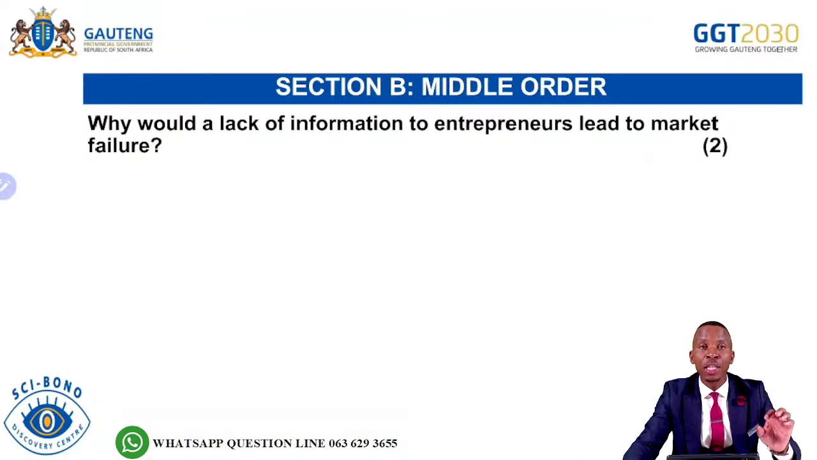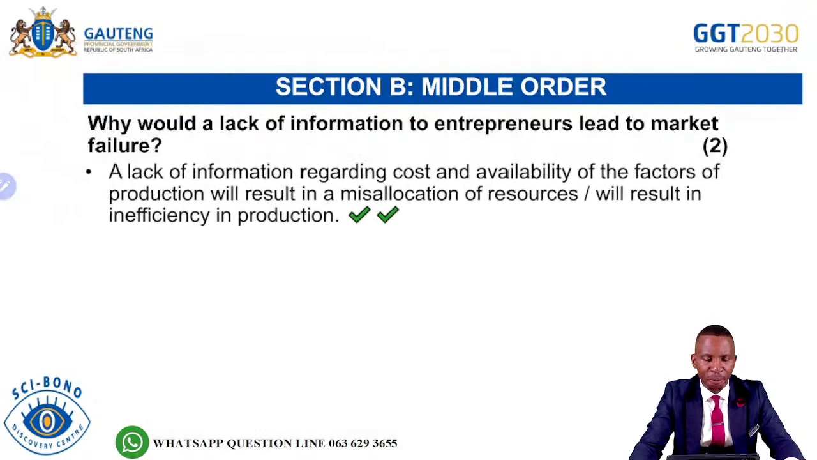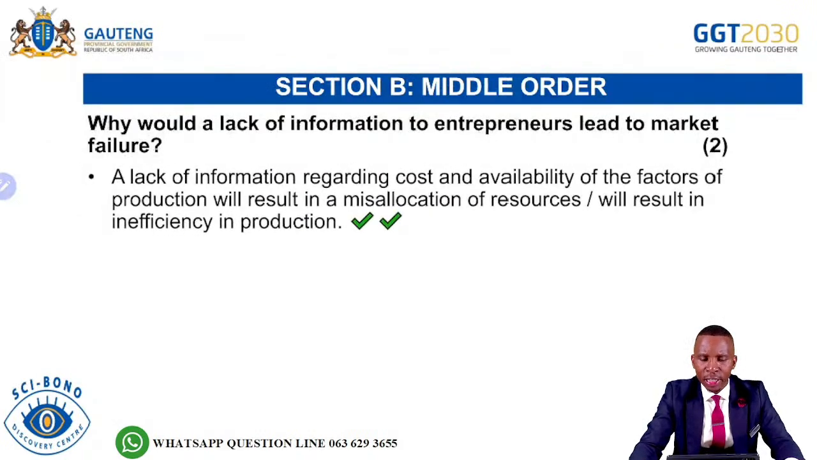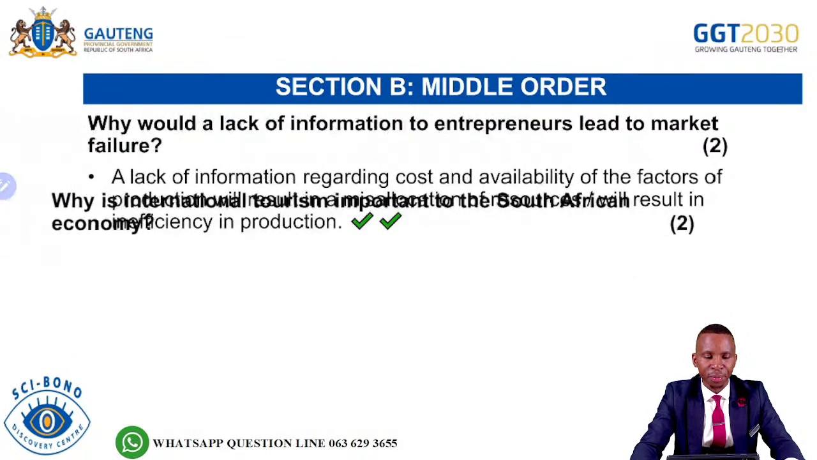So that will always lead to market failure if ever they don't have adequate information. Let's look at the answer. A lack of information regarding cost and availability of other factors of production will result in misallocation of resources. It will result in inefficiency in production.